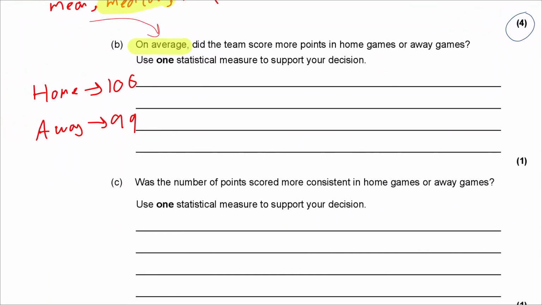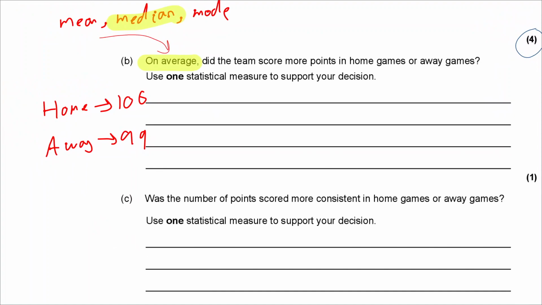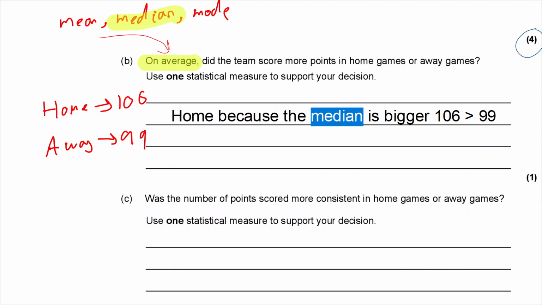On average, which team scored more? Let's have a look. Okay, so home, because the median, and you've got to say the median, is bigger. Okay, 106 is bigger than 99. And there you go. So the keywords here are home, the median.